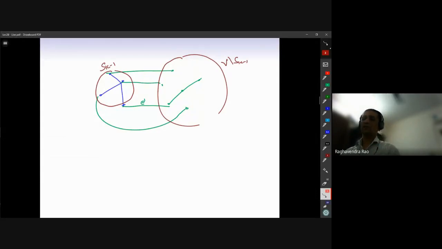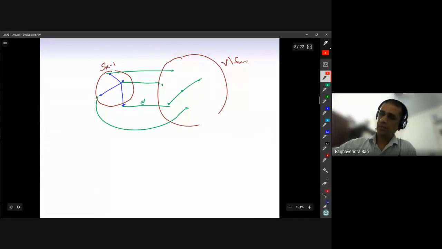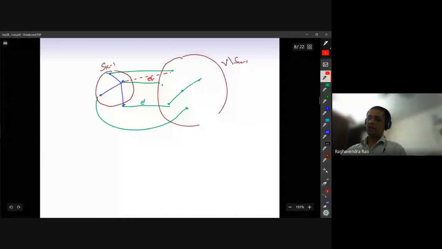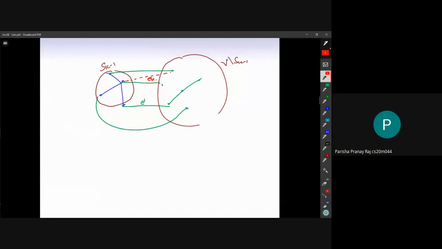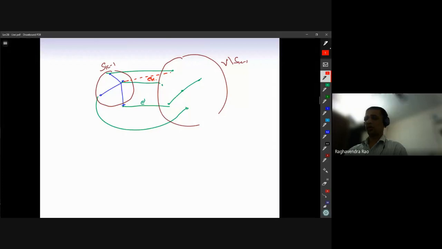In that case, when you add Ek, so let's say my Ek was this. Suppose my Ek was this. Then E prime is not in the cycle C, right? Yes, sir. Yeah. So that is all.